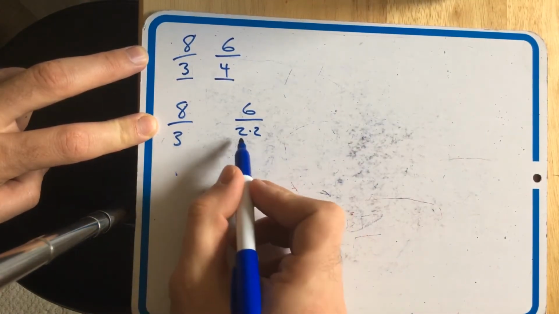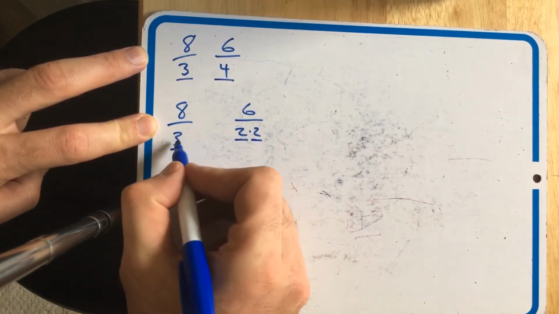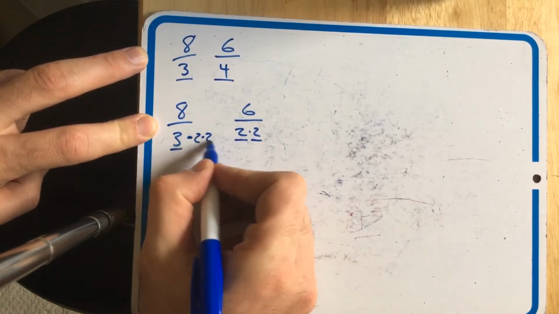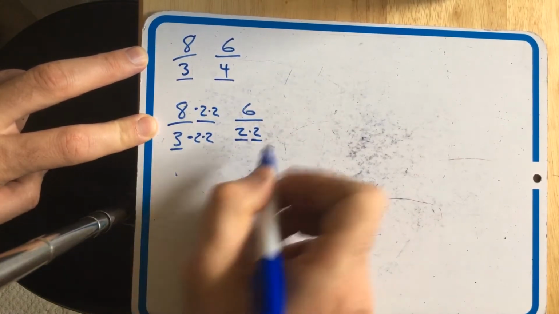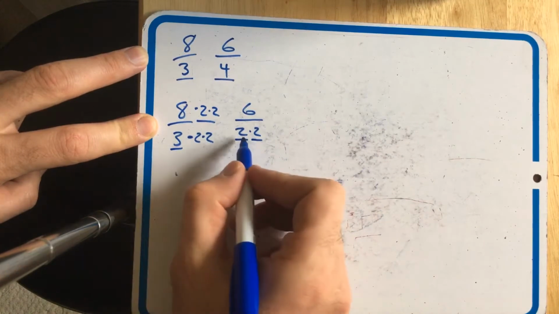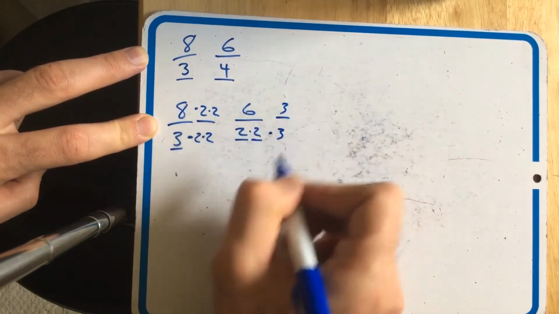What we need to do is make sure we have all the same prime factors in both fractions. So here we would need a 2 times 2, and what we do to the bottom, we're also going to multiply to the top to get equivalent fractions. And here we have a 2 and a 2, we need a 3, so we're going to multiply by 3, and then we're going to multiply by 3 up there.